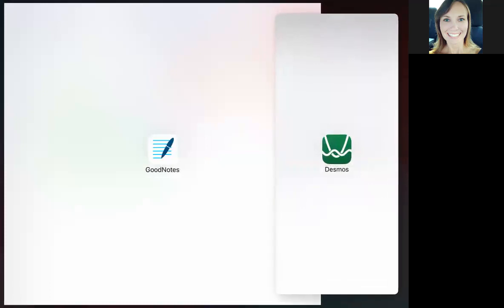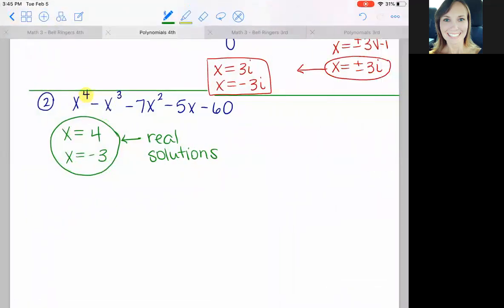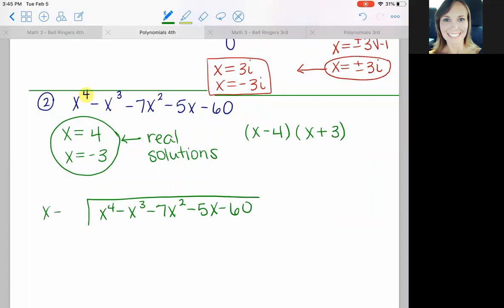So we're going to solve this one. I know that I have 4 and -3 as zeros, so I can divide by their factors. The factor for 4 is x minus 4. Remember your sign change. And the factor for the 3 is x plus 3. So I start, and this is a little tricky, with my original equation: x to the 4th minus x cubed minus 7x squared minus 5x minus 60. And I'm going to divide by x minus 4. It doesn't matter if you use x minus 4 or x plus 3. In the end, you'll end up with the same answer.